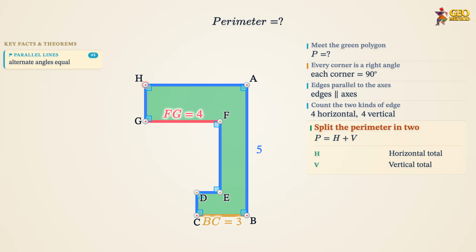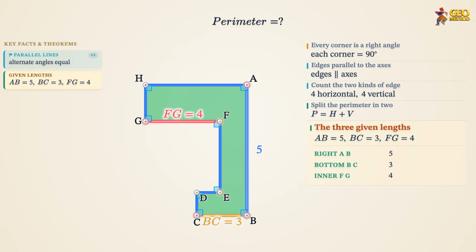That lets us split the perimeter into two independent sums: H, the total length of all horizontal edges, plus V, the total length of all vertical edges. We will find each sum separately and add them at the end. We are handed only 3 lengths: 5 down the right side from A to B, 3 across the bottom from B to C, and 4 across the inner edge from F to G. Everything else we must deduce.